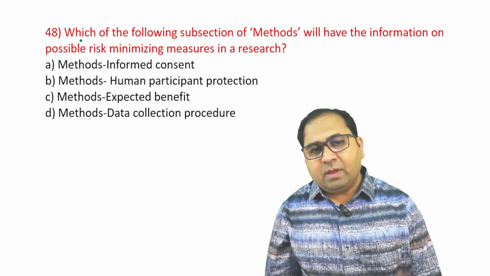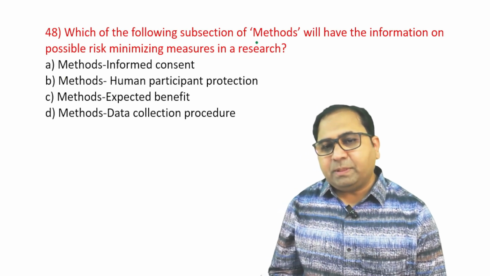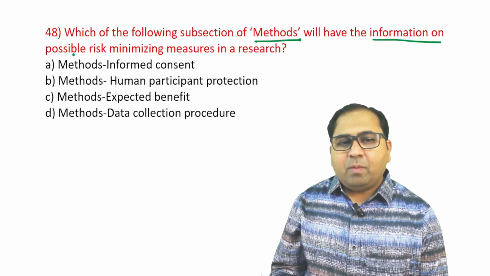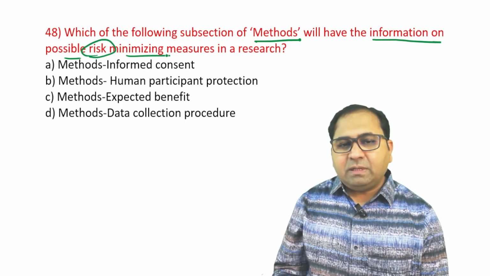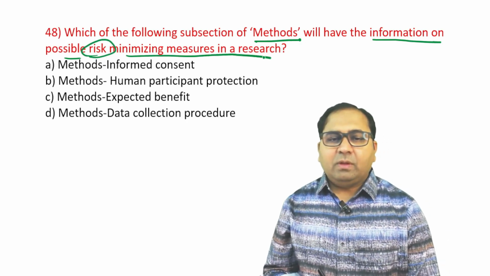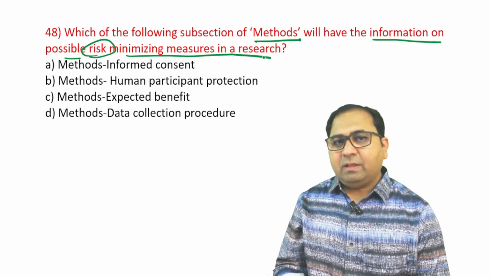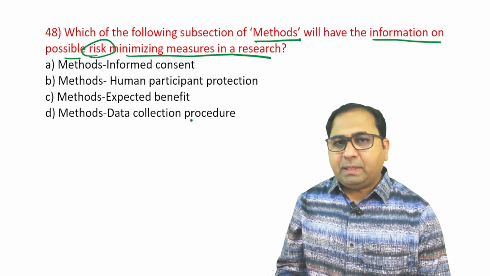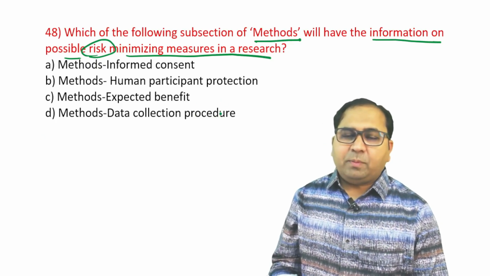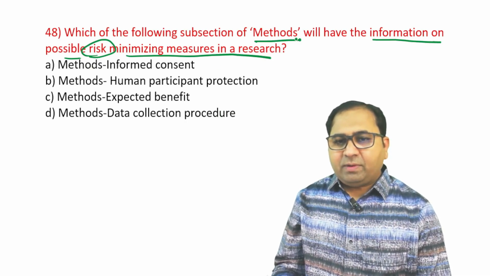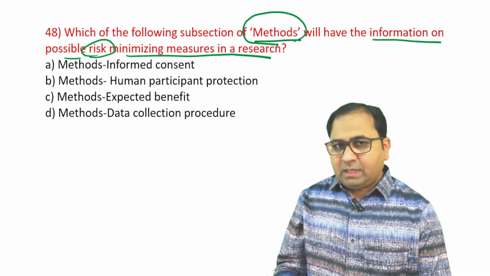Next question. Which of the following subsections of methods will have the information on possible risk minimizing measures in a research? Whenever a risk minimizing measure is mentioned, you are speaking regarding the human beings. So the options are A, informed consent. Everything is regarding the method section only.